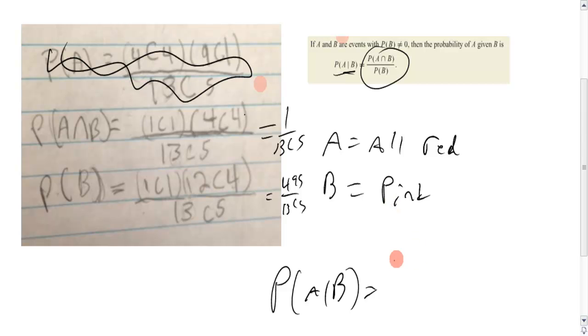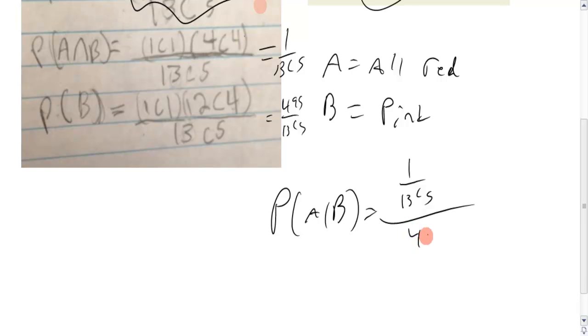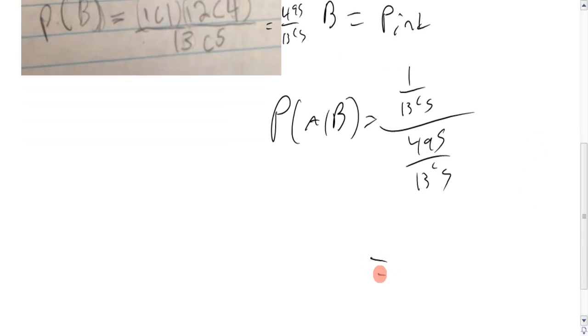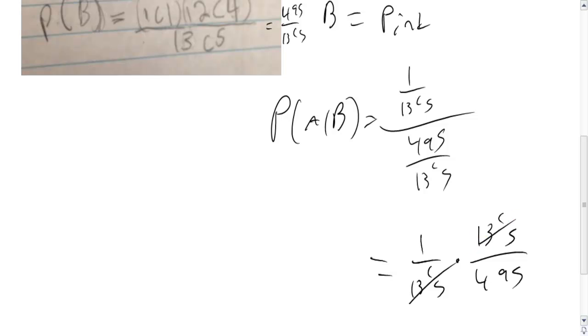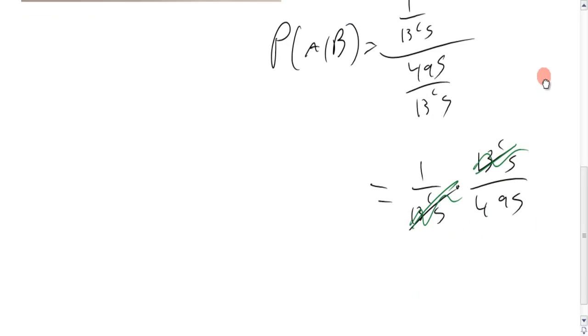So that looks perfect. So now when we set this up using the formula, I end up with 1 over 13 combinations of 5 divided by 495 divided by 13 combinations of 5. Now this is a complex fraction, so when we do this we flip and multiply. So this is 1 over 13 combinations of 5 times 13 combinations of 5 divided by 495. That divides with that. So now I'm just left with, when this simplifies down, 1 over 495. And by the way, that happens to be the answer.